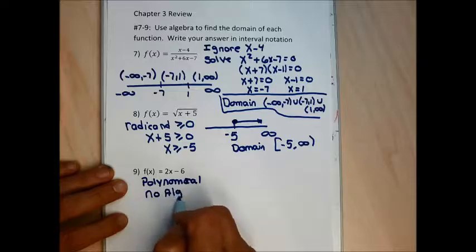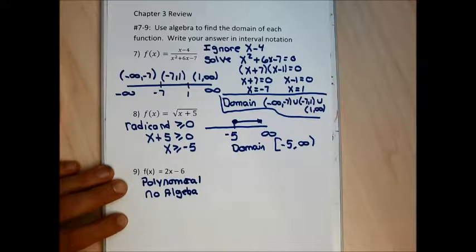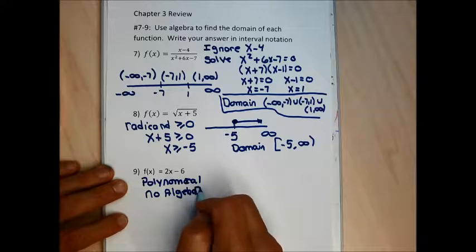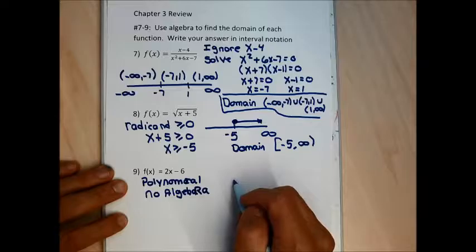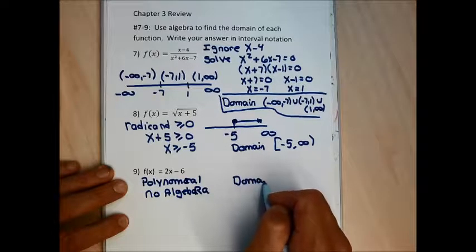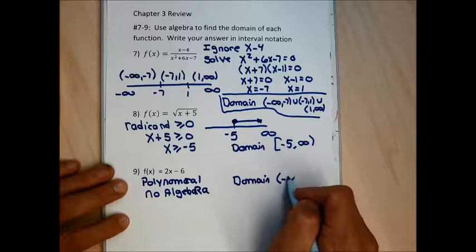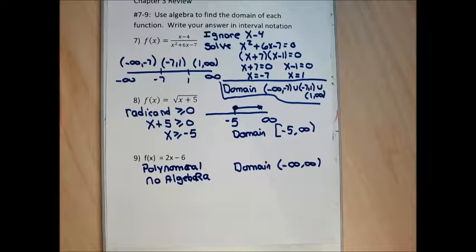And if you do any algebra, it's likely to find the x-intercept, and it's going to have nothing to do with the domain. There's no algebra to find the domain of any polynomial. All polynomials have domains of negative to positive infinity because the graphs don't have any breaks or starting or ending points. Let me show you really quickly how these domains are correct on my calculator.